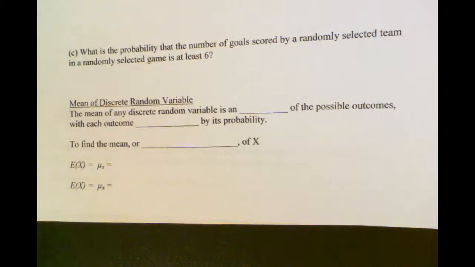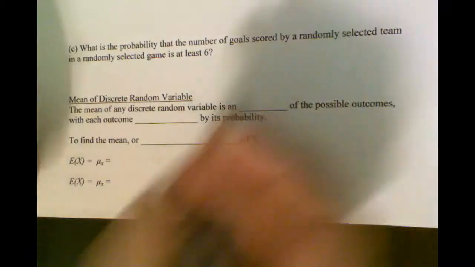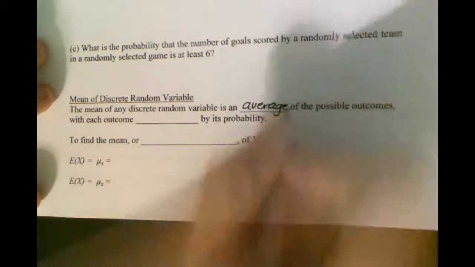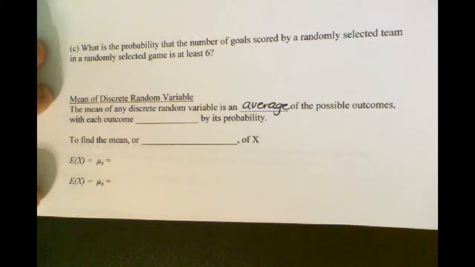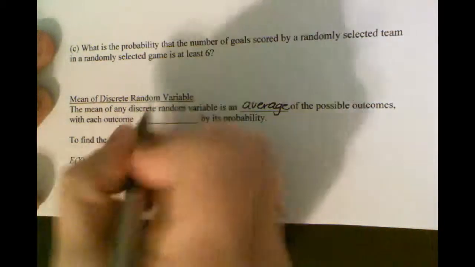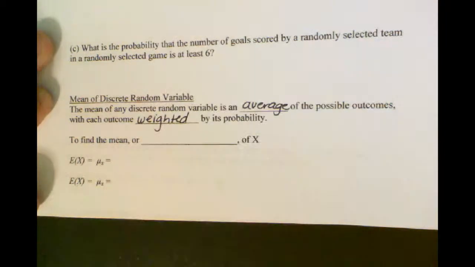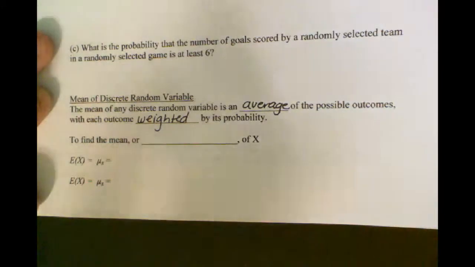We are on the bottom of page 2 of the notes. The mean of any discrete random variable is still just an average of all the possible outcomes, but each outcome is weighted by its probability. So that means an outcome that is more likely is weighted higher than an outcome that is less likely. This is kind of like how you figure out your grades for this class. Your test grades are weighted with a higher percentage than your homework grades.